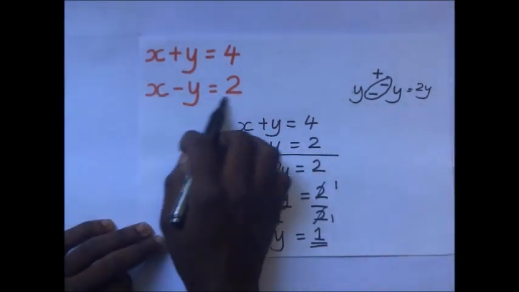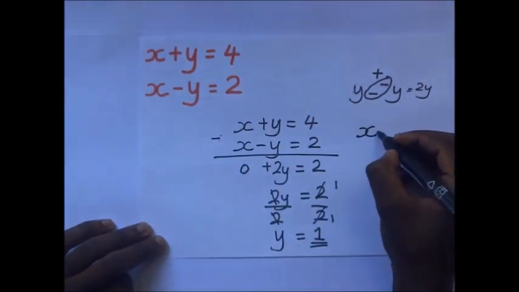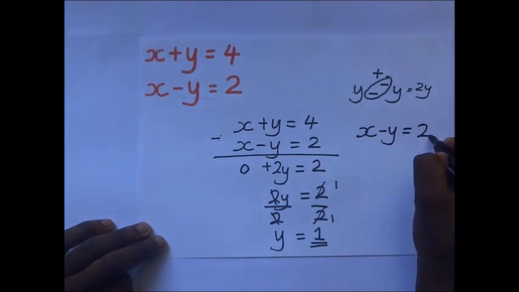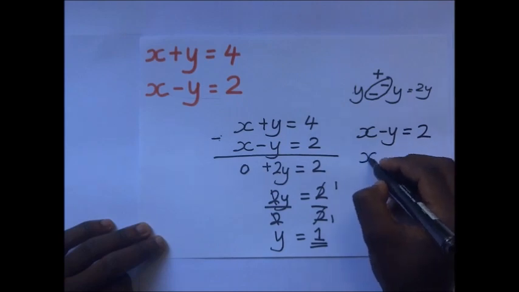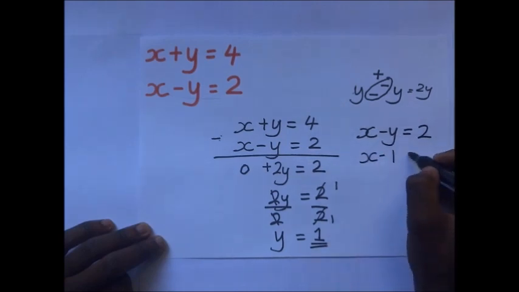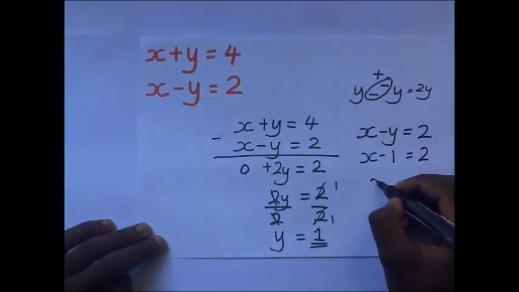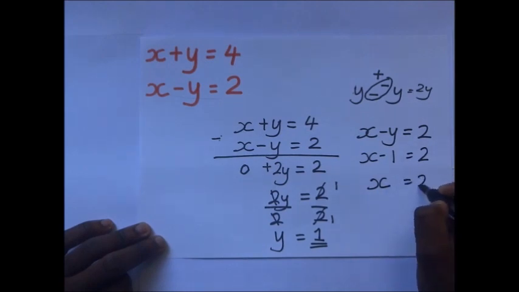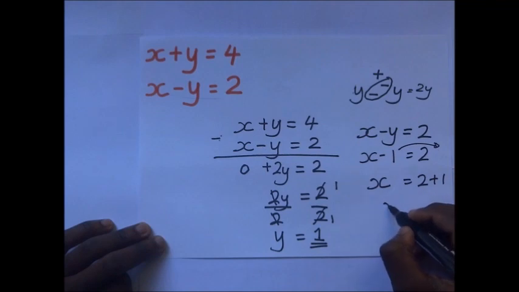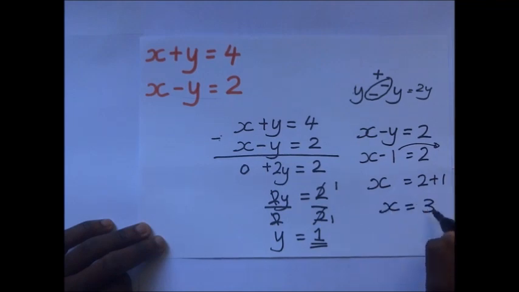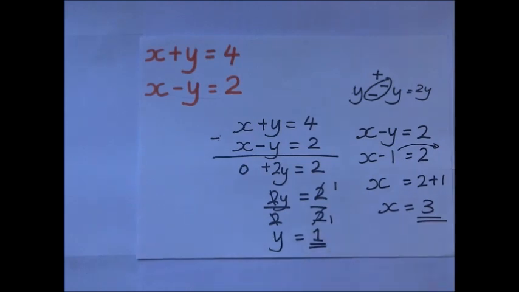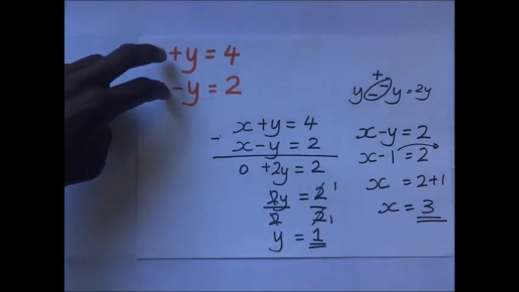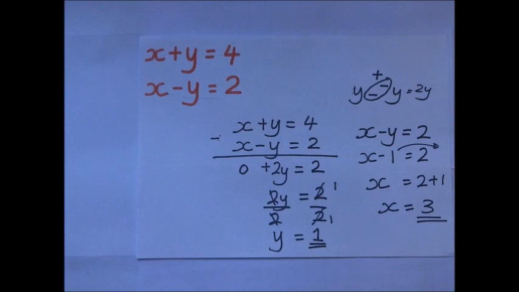In any equation, let's put it in the second one. So x minus y is equal to 2. If you substitute the value of y here, it becomes x minus 1 is equal to 2. So definitely our value of x here is going to become 2. This negative 1 crosses, it comes this way, it becomes plus 1 here. And our value of x is going to be 3. So our value of y is 1 and our value of x is 3. And that's how we solve this simultaneous equation using the elimination method.